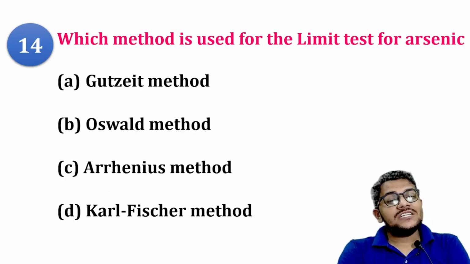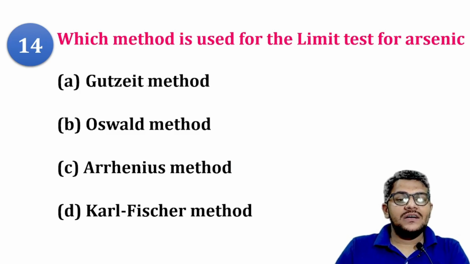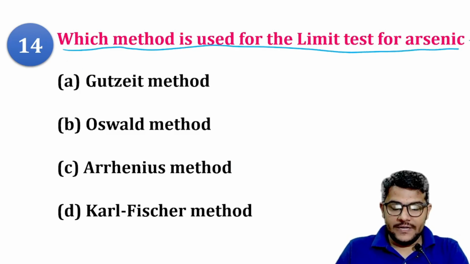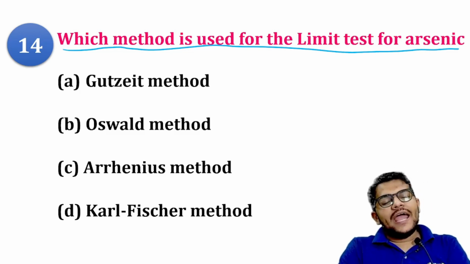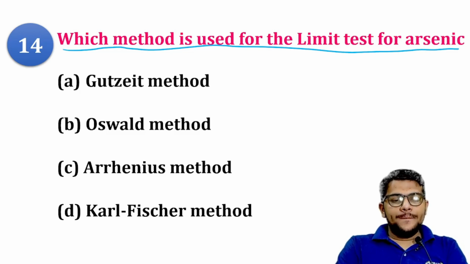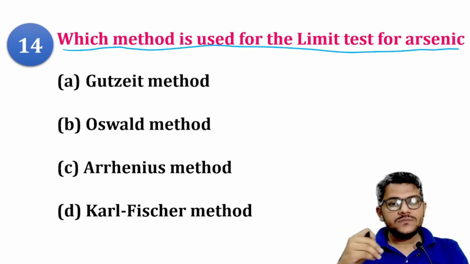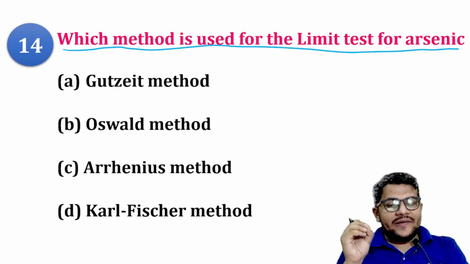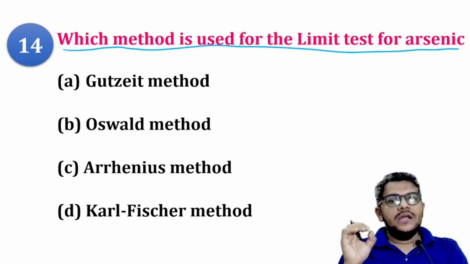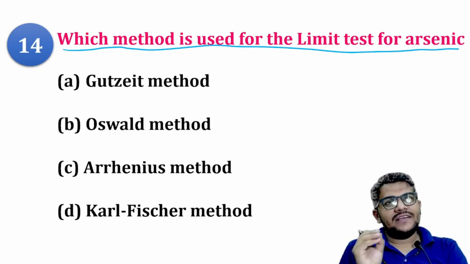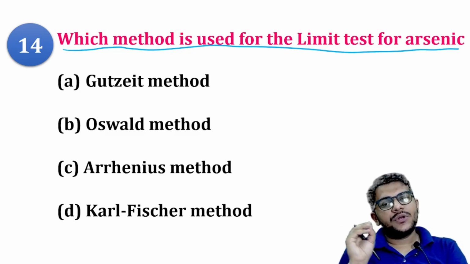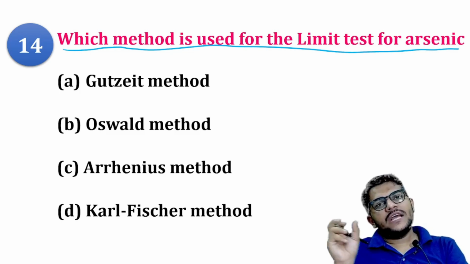After that, next question we have: which method is used for the limit test of arsenic? So you had read the question, just try to take a pause of 3 to 5 seconds. Now think. Okay, limit test of arsenic, that is based on the reaction of arsine gas with the mercuric chloride paper, and there is a formation of yellow color stain.